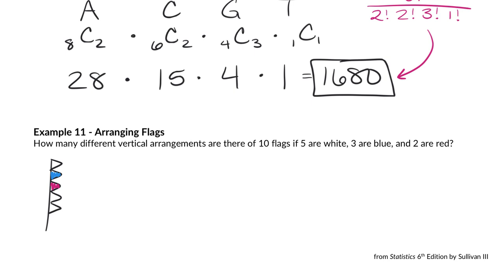To answer this question, we would take the total number of options. What is the total number of flags here? 10. We're going to do 10 factorial, and divide it by the individual options for each color. How many white flags do we have? How many blue flags? And how many red flags? If we do 10 factorial divided by 5 factorial, times 3 factorial, times 2 factorial, which is that factorial button a whole bunch of times, you will get the number of arrangements for these 10 flags. I know, it's a bunch of buttons.